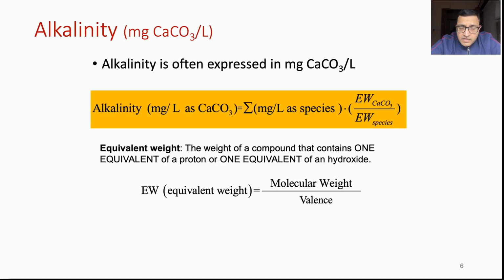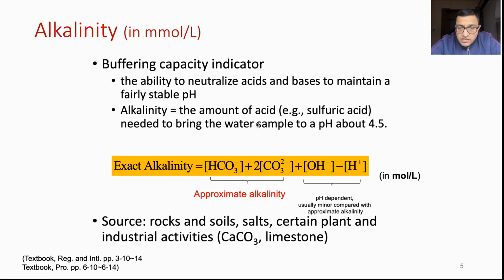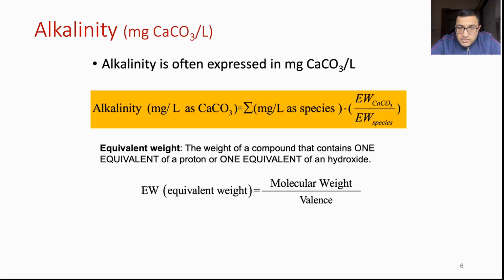Now, a lot of times alkalinity is expressed in units of milligrams CaCO3 per liter. For that, we would take all the species, these four species, bicarbonate, carbonate, hydroxide, and H plus, and with each of them we will use this formula where milligram per liter as species or ions is multiplied by the equivalent weight of calcium carbonate divided by the equivalent weight of the respective species. And equivalent weight is the molecular weight divided by the valency factor.